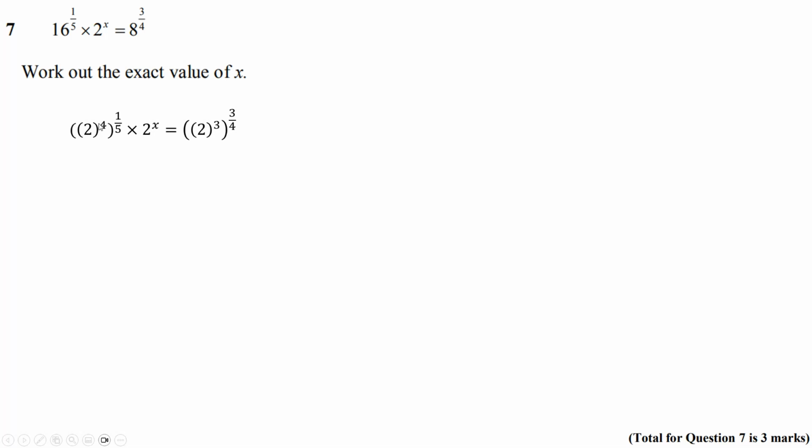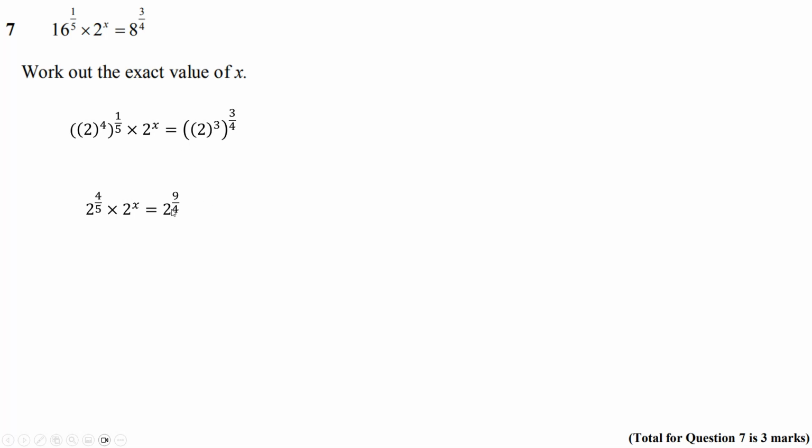Okay, so you have 2 to the 4 to the power of 1 over 5, 2 to the power of 3 to the power of 3 over 4. And when you have powers like this, you can just multiply them. So 4 times 1/5 is 4 over 5, and then 3 multiplied by 3/4 is 9 over 4, like that. You should know these from your indices laws.